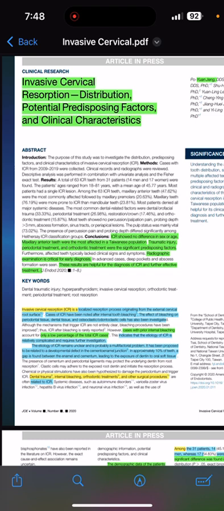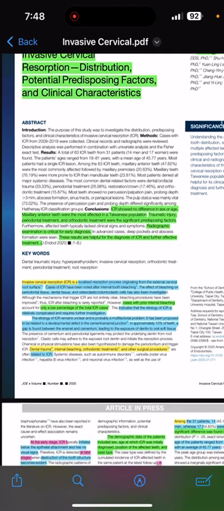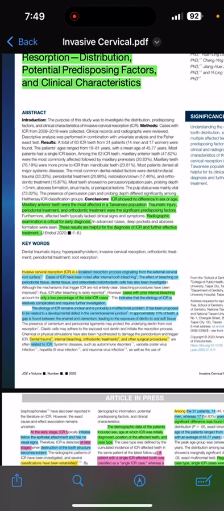In general, according to Heithersay in 1990, invasive cervical resorption is localized resorption originating from the external cervical root surface, and the prevalence of invasive cervical resorption ranges from 0.2% to 0.8%. So cases with prior internal bleaching make up only a low percentage of total invasive cervical resorption.